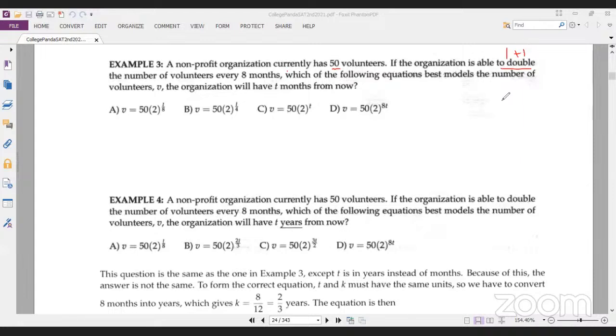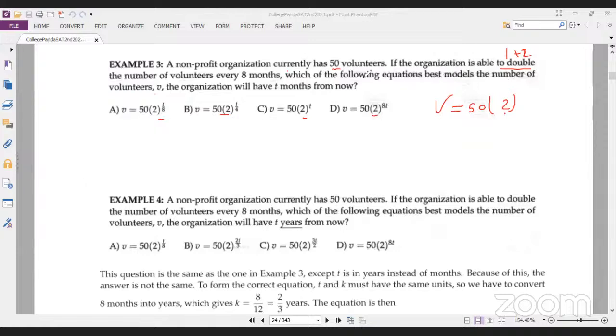Okay, so the base should be 2. This is easy. The base is 2. Then we start with 50 volunteers. This is the initial value. The function itself is called v. Increase 100% because it's double. If triple, it increases to 3, which is 200% increasing. This is easy as well, because all are base 2 and the initial value is 50.